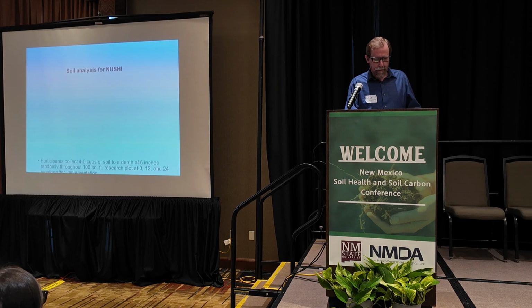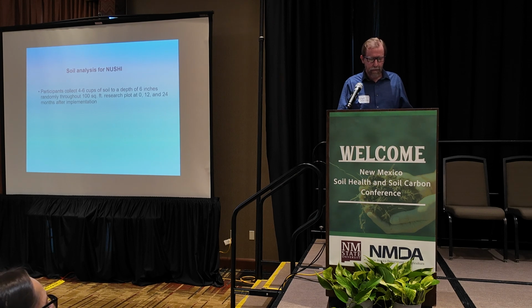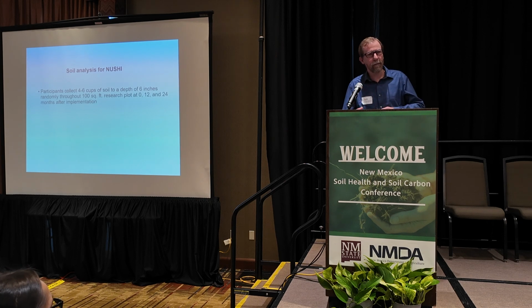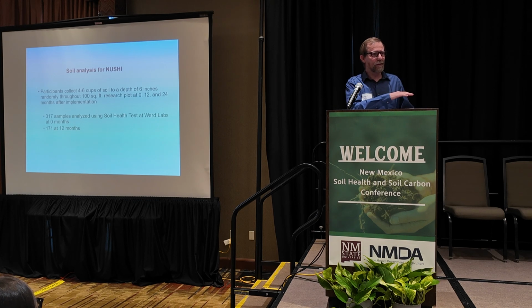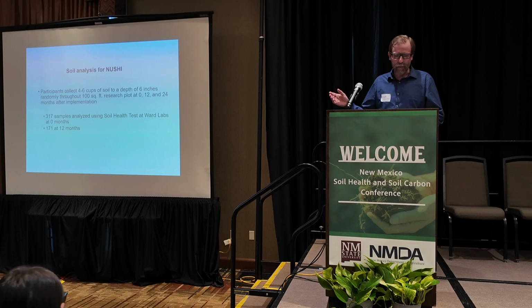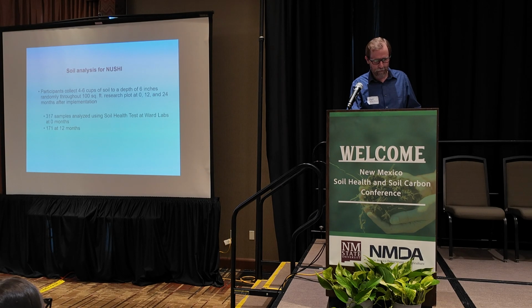All right, so soil analysis. Participants collect 4 to 6 cups of soil to a depth of 6 inches randomly, and then they send it to us at 0, 12, and 24 months after incorporation or implementation of the soil health measure. So first samples at 0 months, 317, then 117 at 12 months. So it always goes a little bit down, but that's fine. I mean, 170 samples is totally cool.